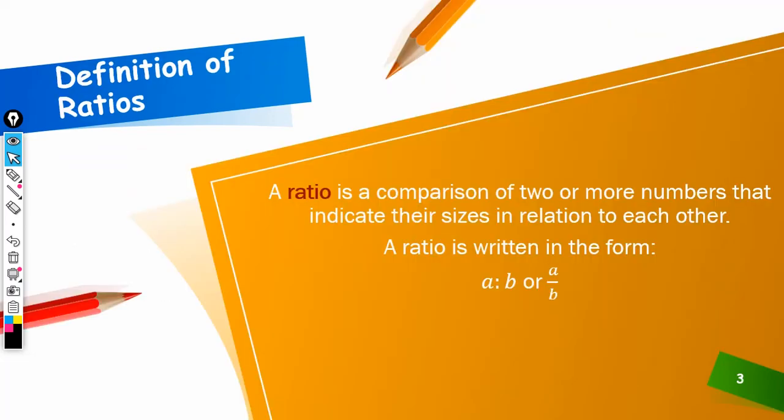First, definition of ratio. A ratio is a comparison of two or more numbers that indicate their sizes in relation to each other. A ratio can be written in the form of A to B, like this, and you can say A to B.